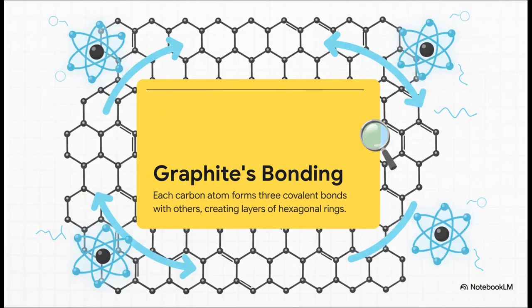Now look closely here. The new magic number is 3. Each carbon atom only bonds to 3 others. This forms these flat, interlocking hexagonal rings that look a bit like chicken wire. But wait, a carbon atom has 4 outer electrons. So what happens to that 4th one? Well, that's where things get really, really interesting.